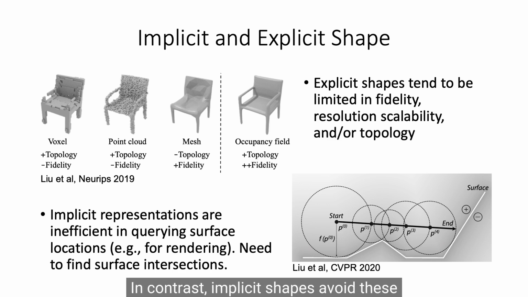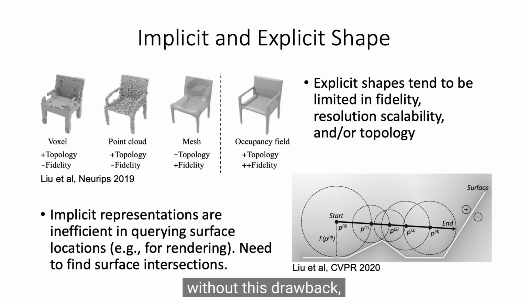In contrast, implicit shapes avoid these problems, but are inefficient when querying depth in a particular direction, as it requires one, often, to find the surface intersection, which necessitates multiple forward passes. Our goal is to define an implicit field without this drawback, while still avoiding the constraints of explicit shapes.